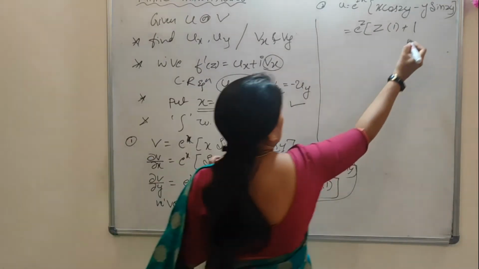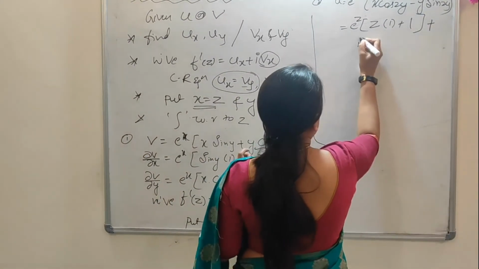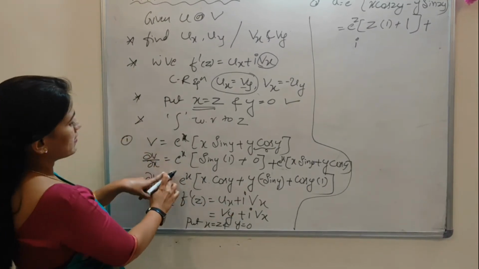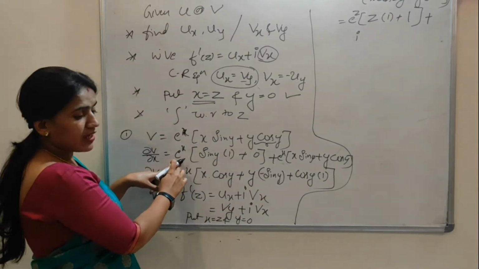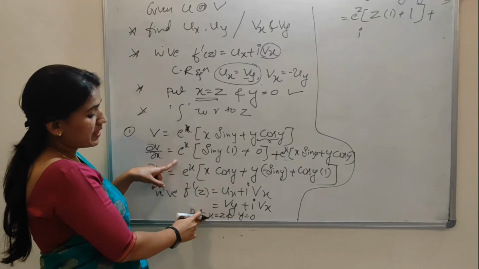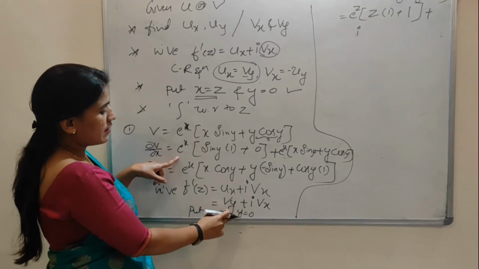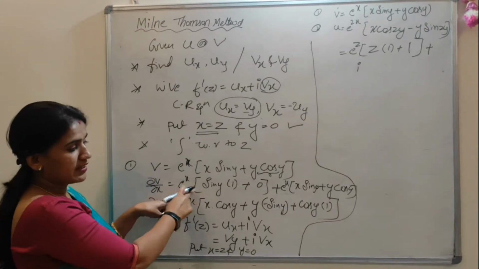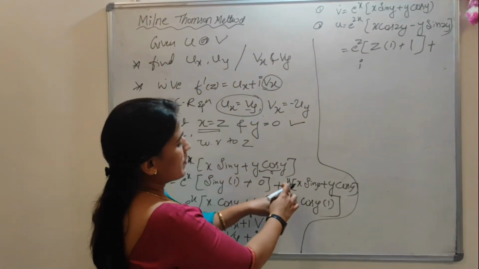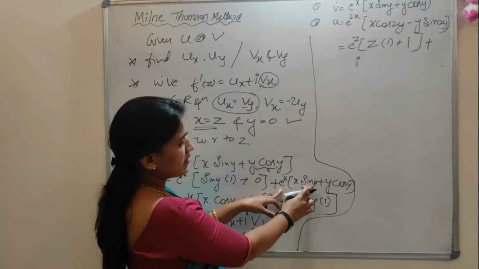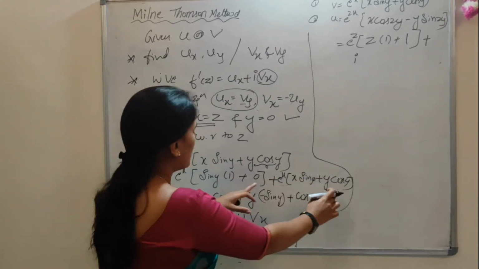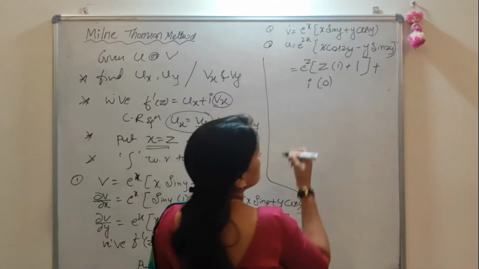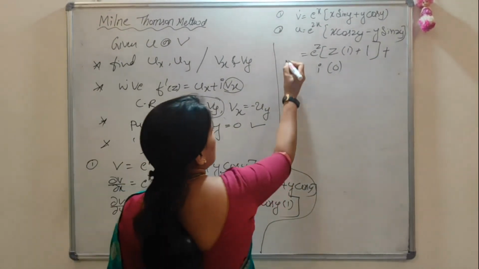So after this plus i into, see second term i vx. vx is dou v by dou x. Here again we have to do the Milne-Thomson substitution. Put x is z, y is 0. But you can see sin 0 is 0, 0 into anything is 0, plus e power x is z but sin 0, y into 0. Completely dou v by dou x will get cancelled. i into 0. So f dash of z.